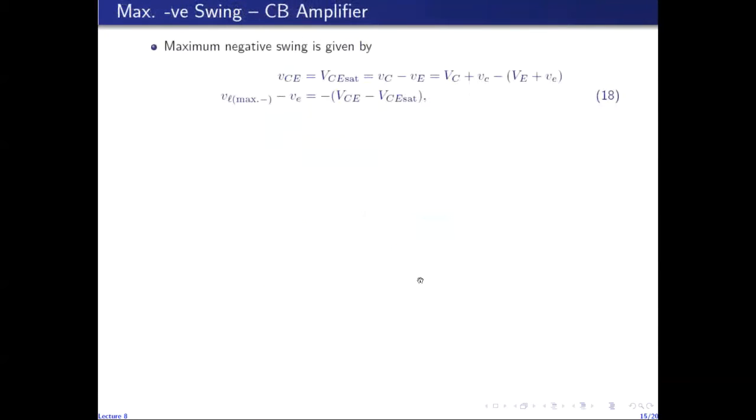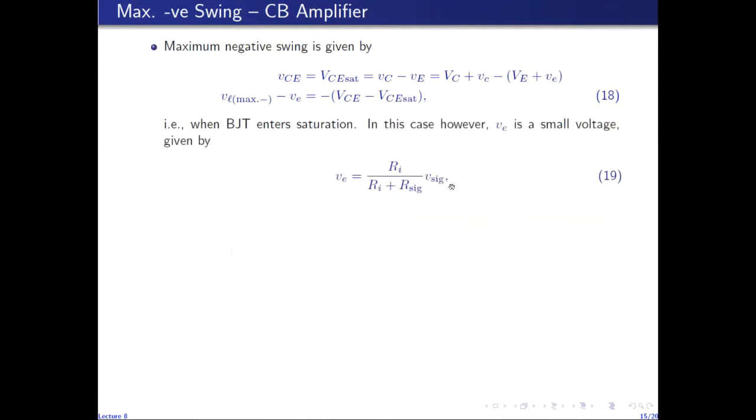So the voltage at the emitter is a fraction of V sig, which is given by this voltage division rule. Ri is the resistance seen looking into the emitter. So Ri over this factor times V sig gives us the voltage at the emitter. So this is the voltage division of V sig into the voltage across R sig and the voltage across Ri, and this is the voltage across Ri, which, since Ri is the resistance seen looking into the emitter, is equal to the emitter voltage.